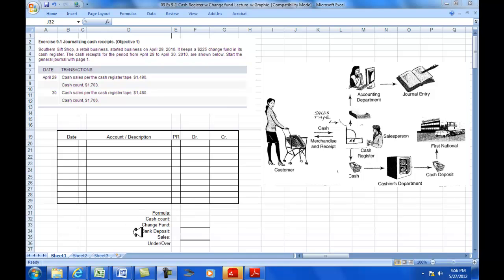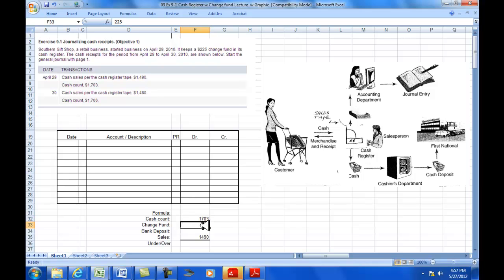Now I created a little formula down here, which is a good formula to remember when doing this accounting calculation. So we have $225 in the cash fund. We've got a cash count, which is 1703. And sales was 1490. Okay, so I'm putting that right here, 1490. I put that in the wrong place, sorry about that. 1703 was the cash count.